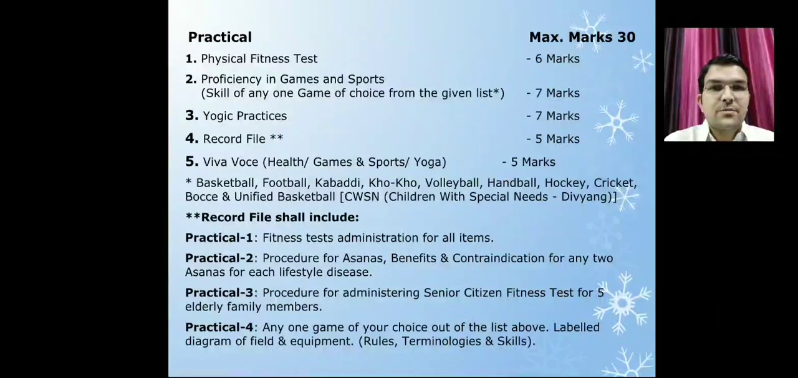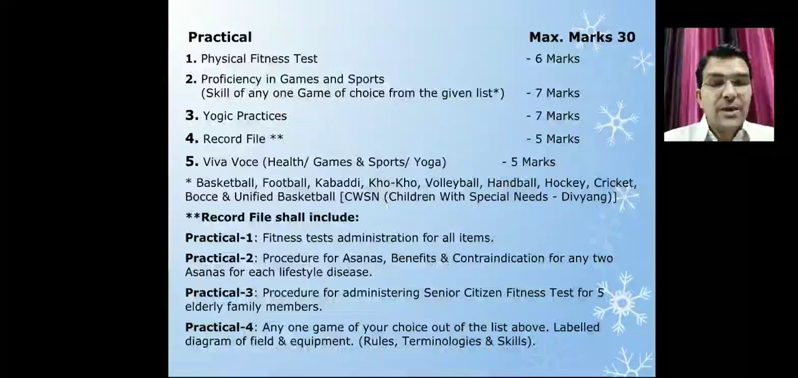Now let's discuss the practical part. It is of 30 marks. Physical fitness test will be of 6 marks. Proficiency in games and sports will be of 7 marks. Now as you can see here, skill of any one game of choice from the given list. The list is given below. The child has to select one game and that game will be prepared in the record file also. The child must learn the skills. He is supposed to execute the skills also during the final practical.